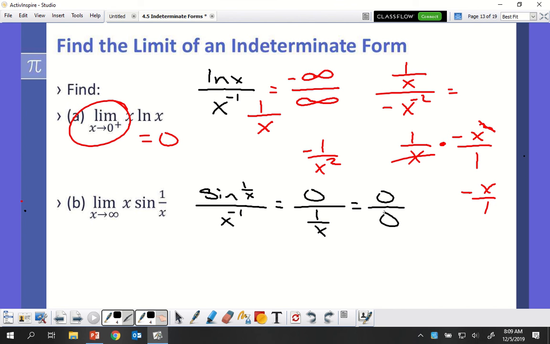So the derivative of sine, this is going to be a chain rule here. The derivative of 1 over x is negative 1 over x squared, right? Times the derivative of sine, which is cosine of 1 over x. Very good. Divided by, there is my x to the negative 1 again. The derivative of the bottom is going to give me what? Negative 1 over x squared. Very good.